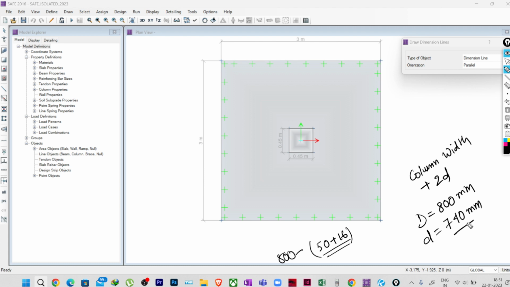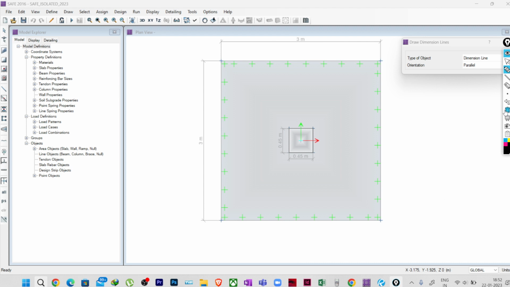Fine. So column width is 450, so 450 plus 740. How much are we getting? 1190 as our total width of the strip. So rather than making it 1190, maybe we will increase it by 10 mm and make it 1200. This is our strip width.